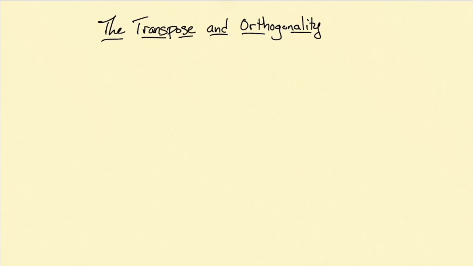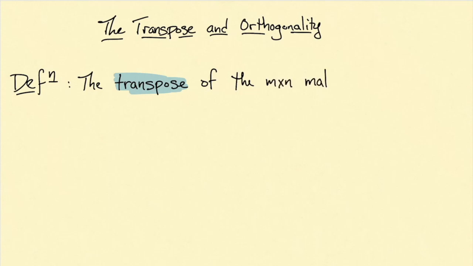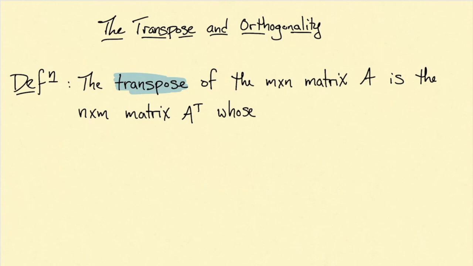Now that we've defined the dot product and what it means for two vectors to be orthogonal, we turn to a related tool that will be helpful in finding orthogonal vectors. The transpose of the m by n matrix A is the n by m matrix A with a superscript of T, whose columns are the rows of A.